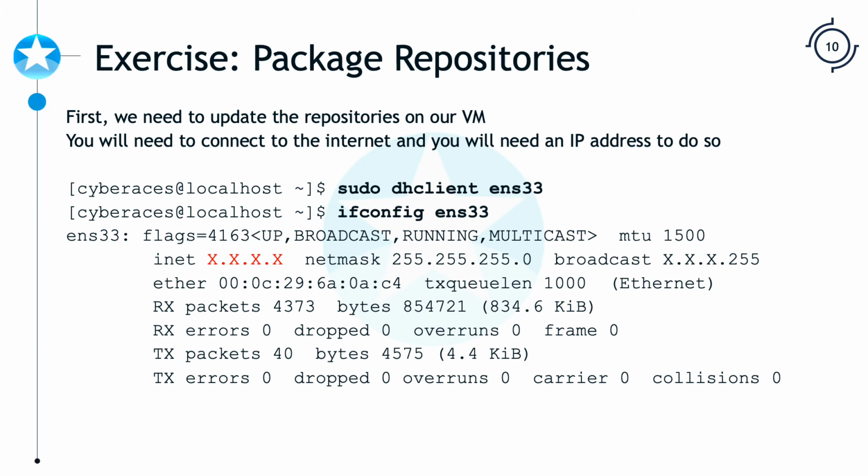Let's talk through now installing some packages. First, before we begin this exercise, you will need an active internet connection. So first, let's confirm we have an IP address. To get an IP address via DHCP, we're going to run the command shown here, sudo dhclient ens33. That should be the name of your default interface. Then we'll run ifconfig ens33, and you should see an IP address where we have the 4 X's. Once you have that, then proceed to the next page.